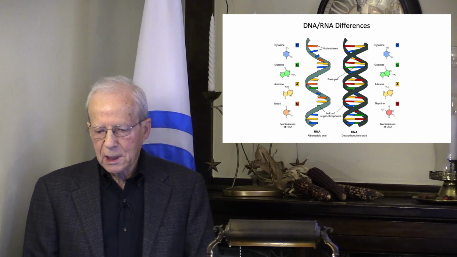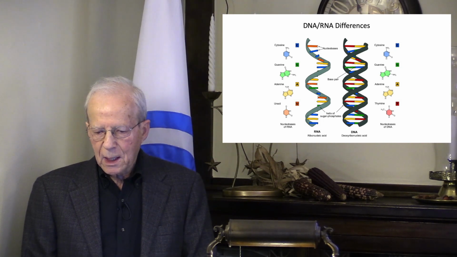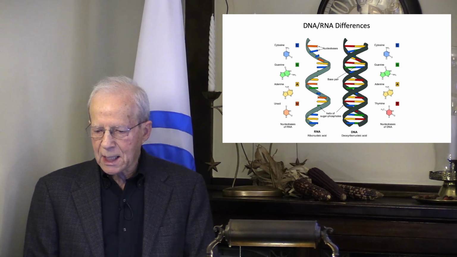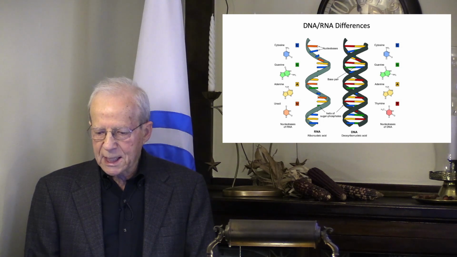The pentose in RNA is ribose, and the pentose in DNA is desoxyribose. There are 4 bases in each, which in DNA are cytosine, guanine, adenine, and thymine. And in RNA, they are similar except uracil replaces thymine. Adenine and guanine are purines, whereas cytosine and thymine and uracil are pyrimidines.